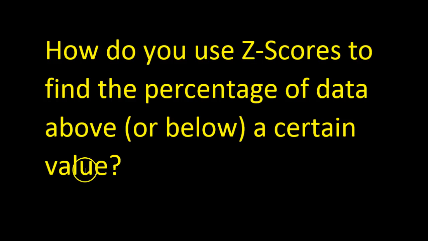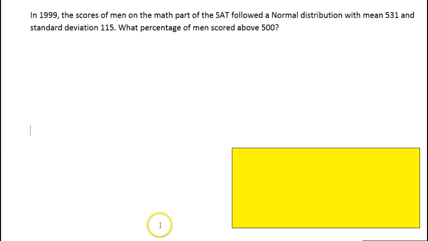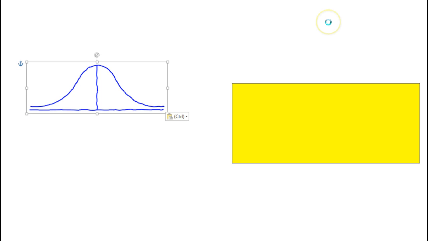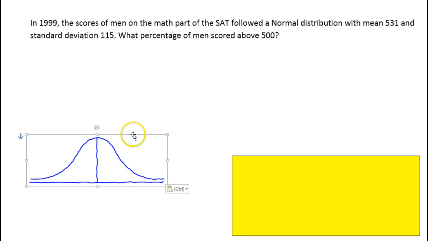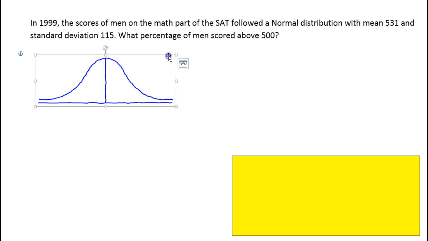In this video, I will show you how to use z-scores to find the percentage of data above or below a certain given value. In 1999, the scores of men on the math part of the SAT followed a normal distribution. That means a bell curve like this, with a mean of 531 and a standard deviation of 115. What percentage of men scored above 500?